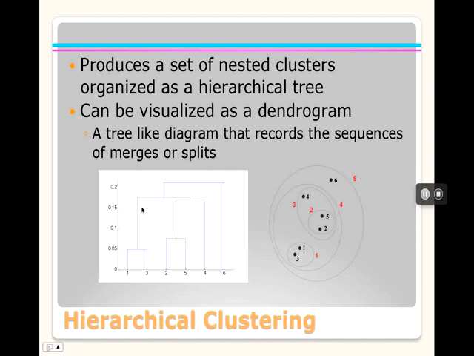One of the most popular techniques is hierarchical clustering. It produces a set of clusters organized with each other like a hierarchy tree, and you can visualize it as a dendrogram. Based on how deep you want to go in your clusters, you either start bottom up or top down. For example, you first create a cluster for each point in your data set. So we have 1, 2, 3, 4, 5, 6.